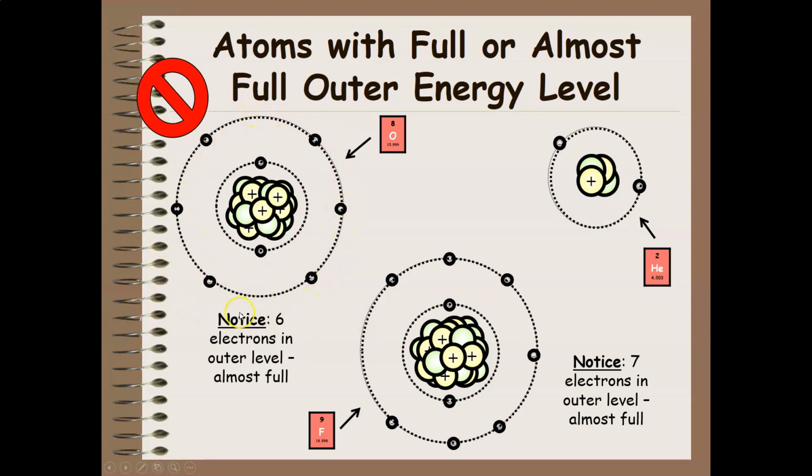It's almost full. Helium always throws people off because they say, oh no, it only has 2 electrons. That's not very full. But you've got to remember that the first energy level, that 1s orbital, can only hold 2 electrons. So 2 is full for helium because that first energy level is just so tiny.